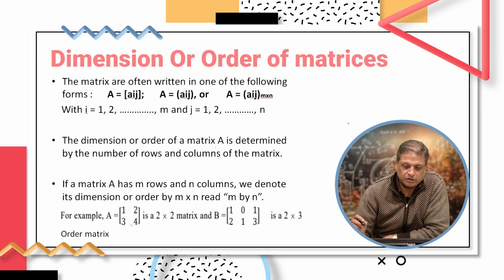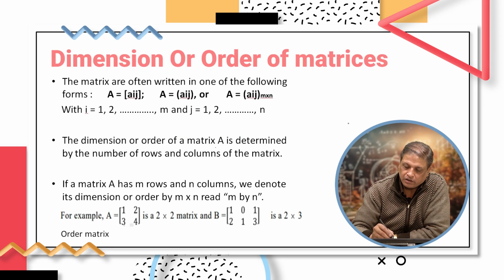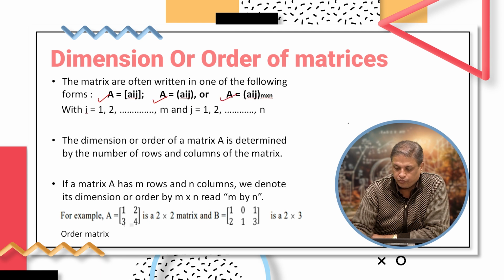As far as the general representation of matrices is concerned, they can be represented in the following three formats. The maximum value of i and the maximum value of j represent m and n, and m cross n represents the order of a matrix.